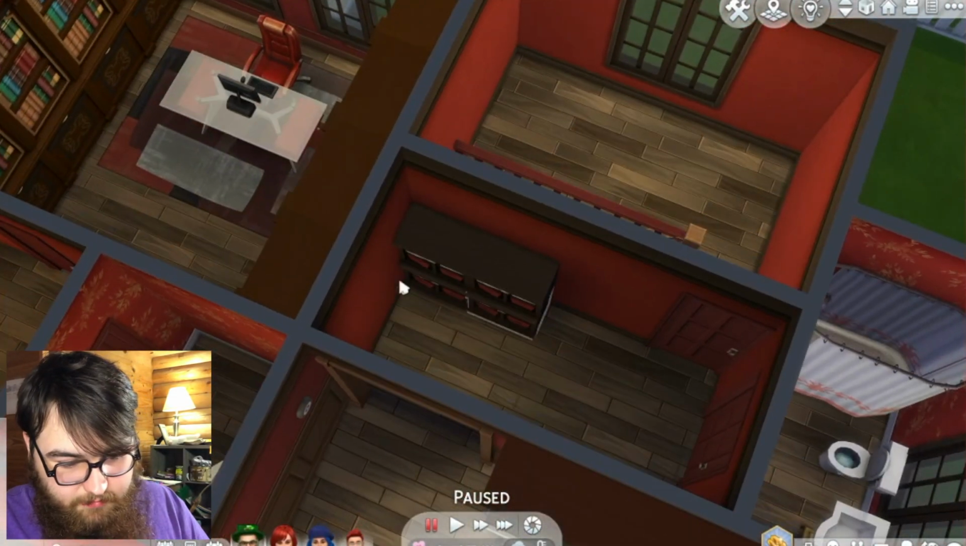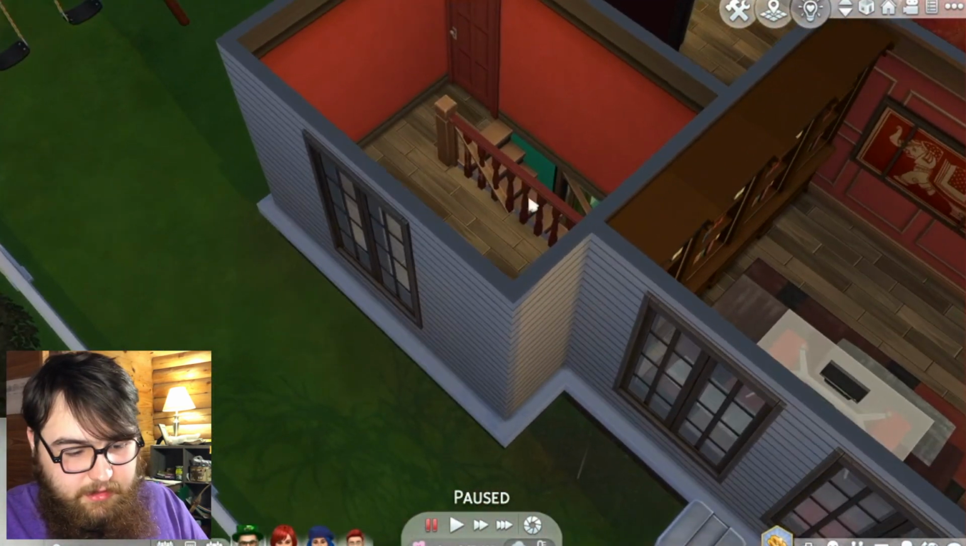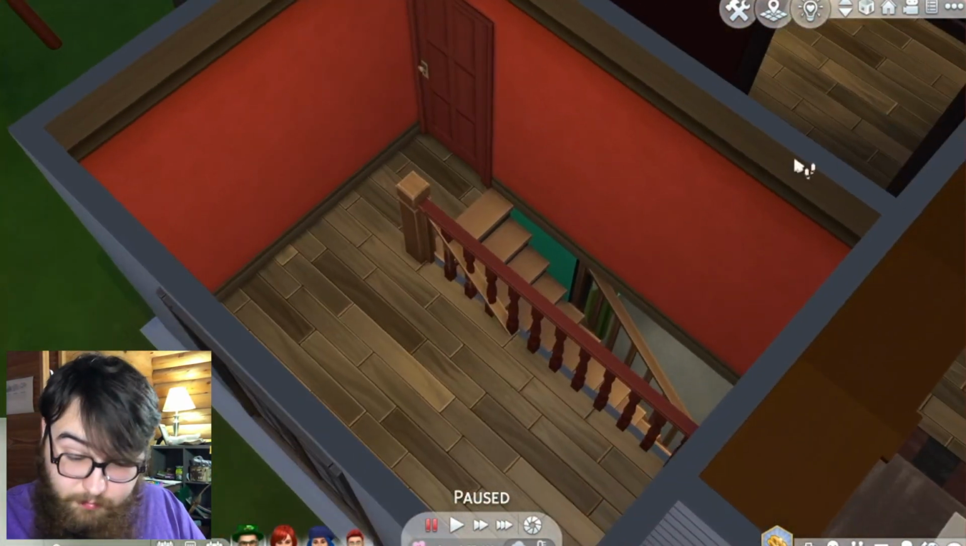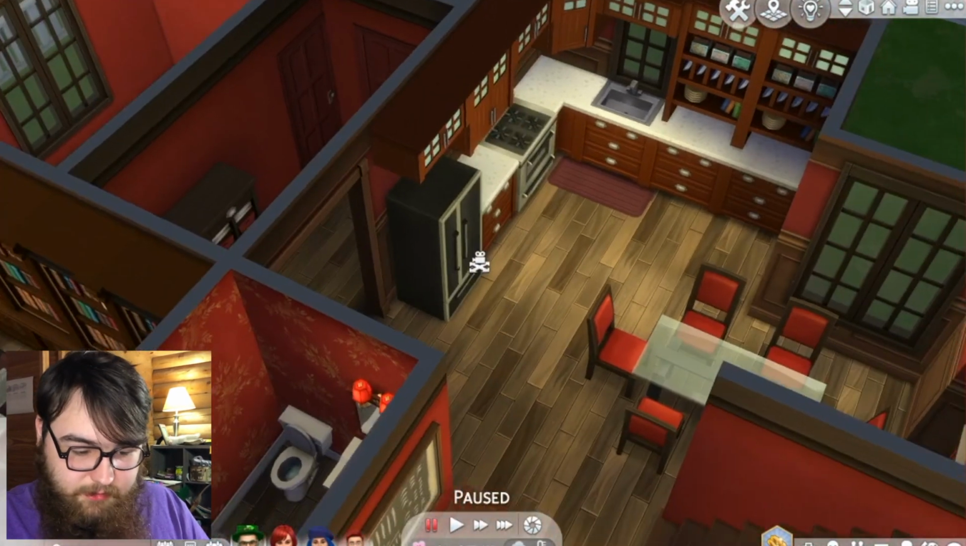And then over here is another hallway which goes into another guest bath, and then this little area that goes down to the basement, but it's like a room, and I'm not really sure what to do with that at the moment, but we will see.